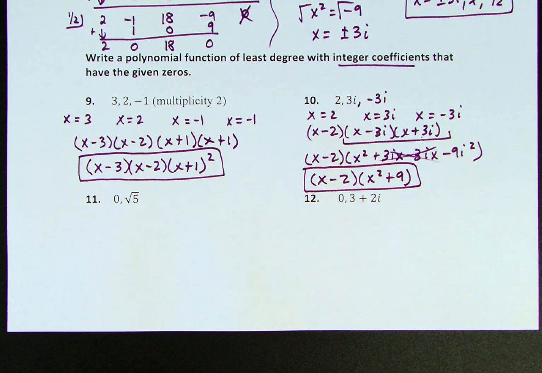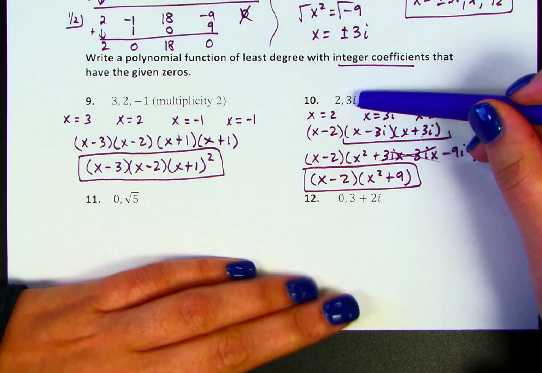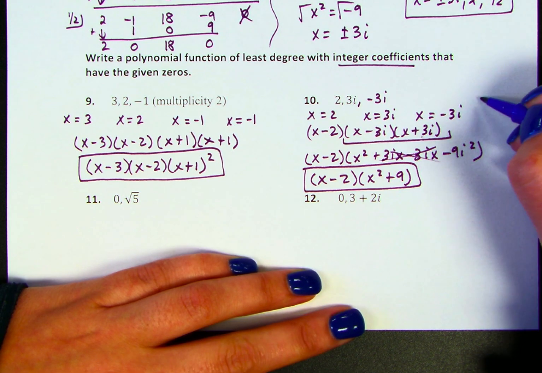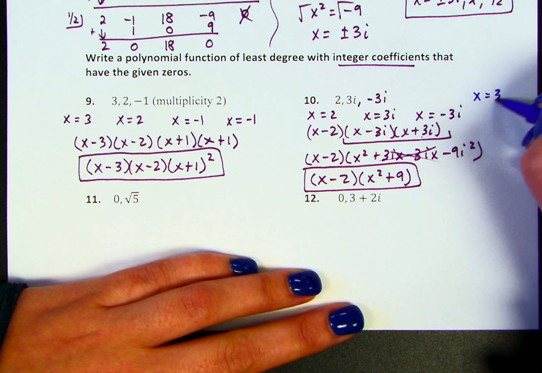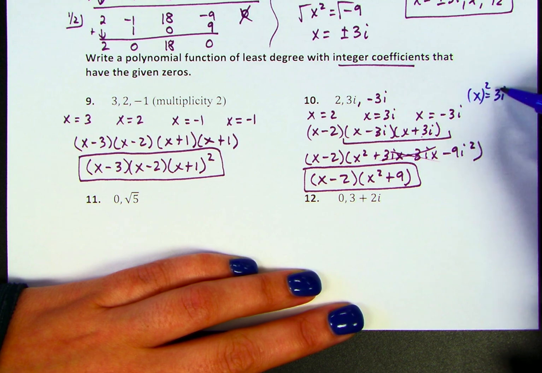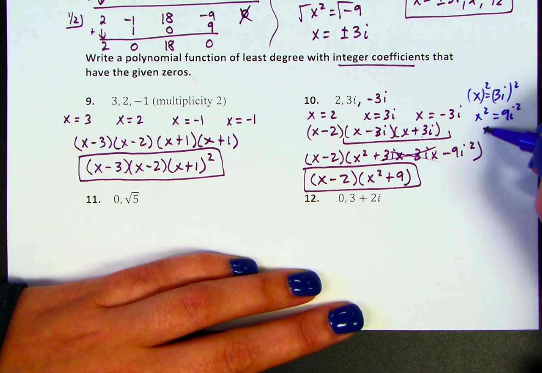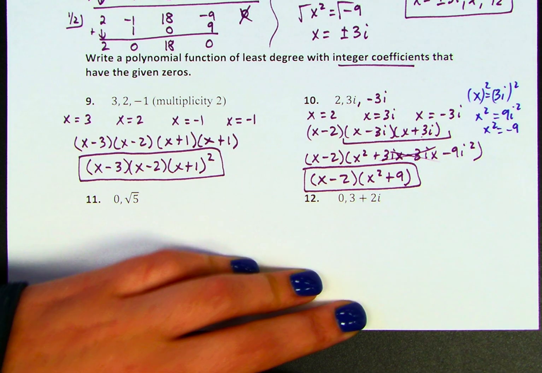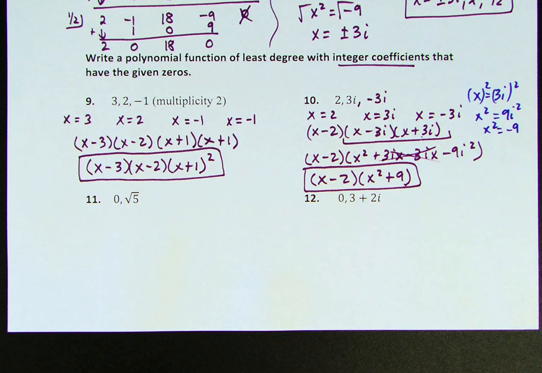Now, if you don't want to have to FOIL that, the other way to work through this is to take whatever this is, and when you set it equal to x, we would square both sides. So this will be x squared equals 9i squared. So that's really a negative 9. And then we would add that over to get that x squared plus 9. So that's another way that you can work through this type of problem.